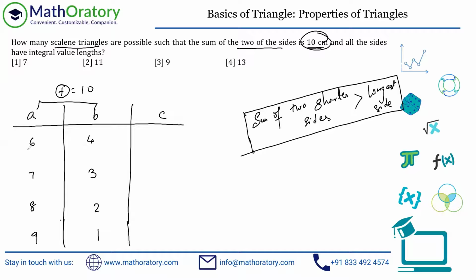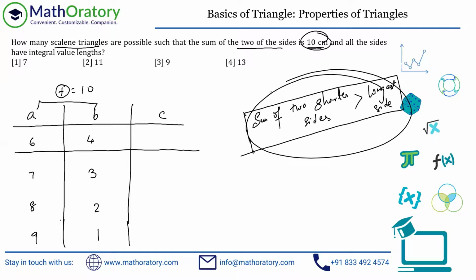But let's go ahead and check the first case. So if I consider a and b to be 6 and 4, now remember this, this is always what I'm going to check. First thing, c has to be less than 10. That is for sure, right? Just by using the basic rule, the sum of the two sides a and b is 10, so c has to be less than 10, because I've considered a and b to be adding up to 10.